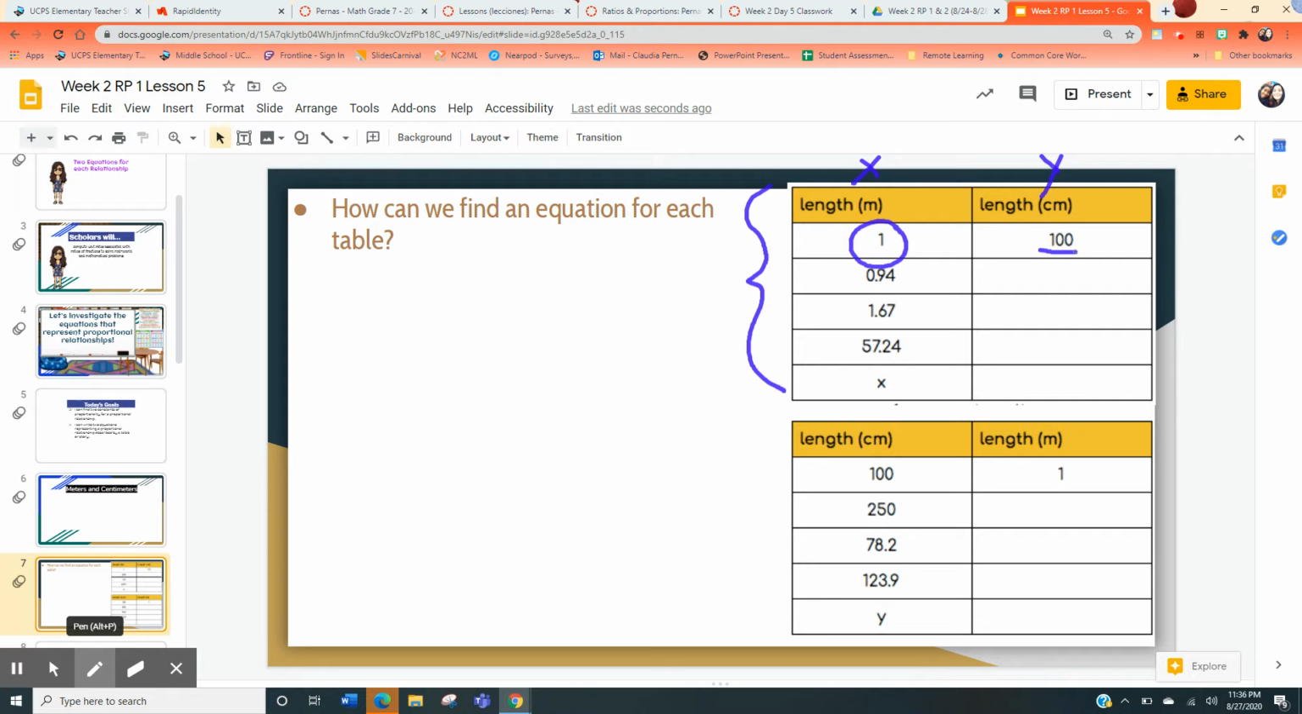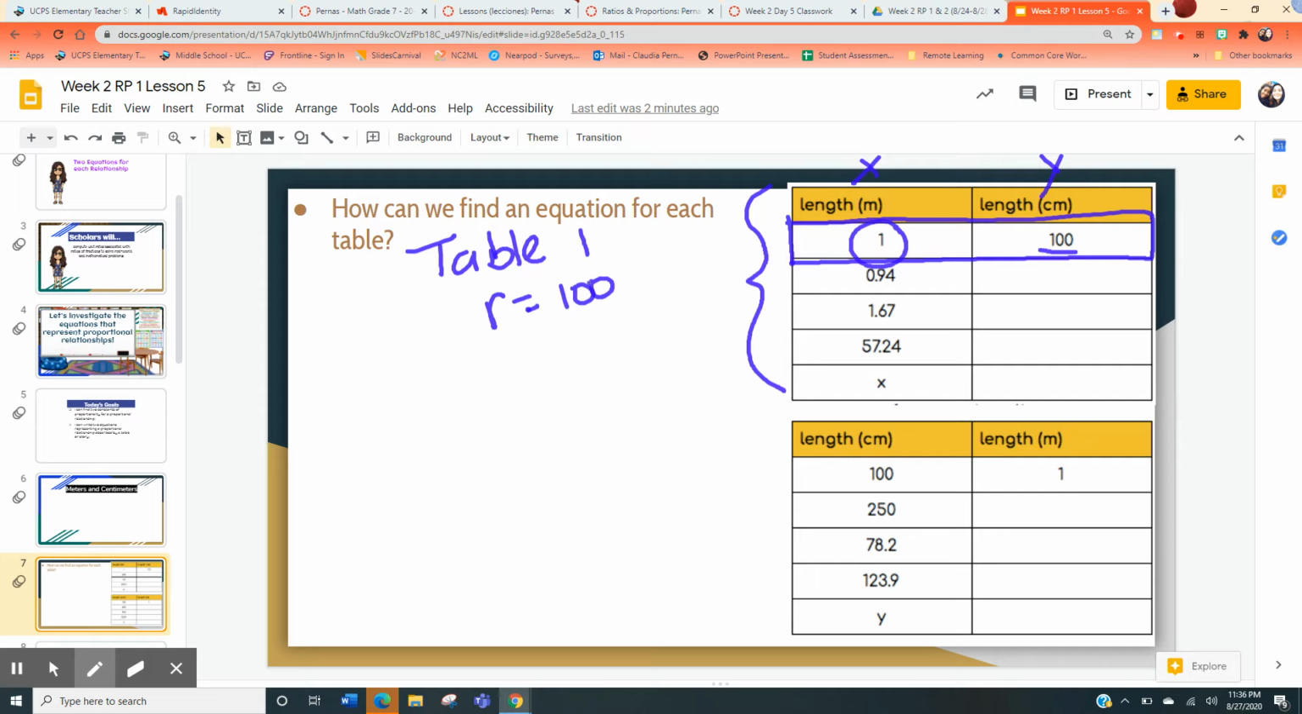So the regular way that we've been doing this, we already know that any number to 1 in this order is our unit rate. So 10 to 1 is our unit rate. So for table 1, R equals 100.